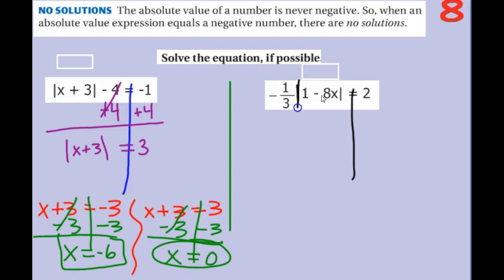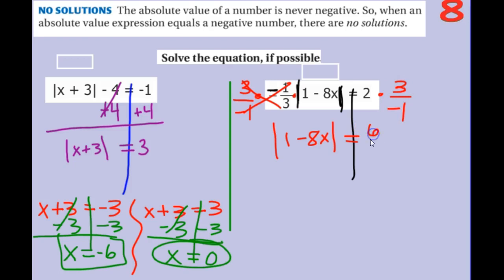Draw your line down, and we want to get the absolute value by itself. And we have a -1/3. I'm just going to put the negative at the top. To get rid of multiplying by a fraction, we have to multiply by the reciprocal, or flipping the fraction. So we're going to multiply by 3 over -1 times 3 over -1. So those cancel out, and we have the absolute value of 1 minus 8x. 2 times 3 is 6, and 6 divided by -1 is just -6. And right there, I know I can stop. This is a negative number, so it's really no solution.